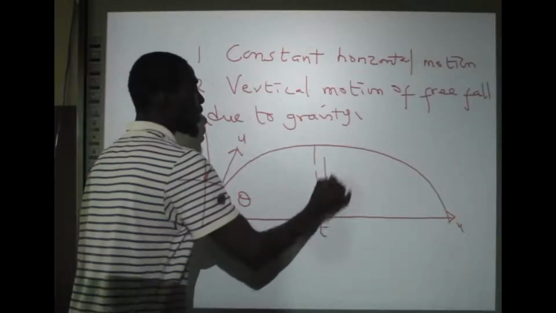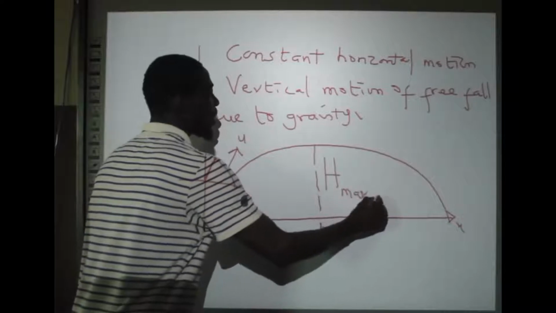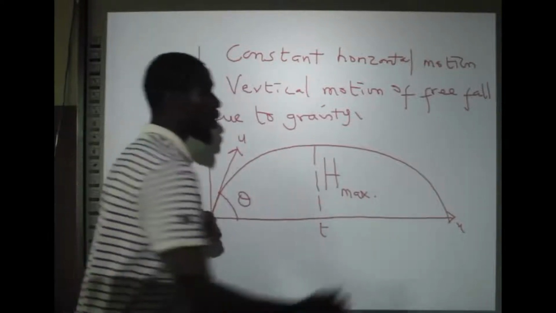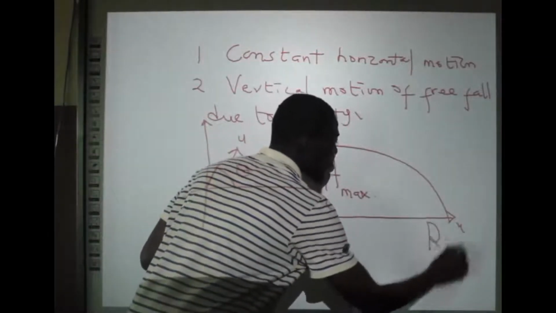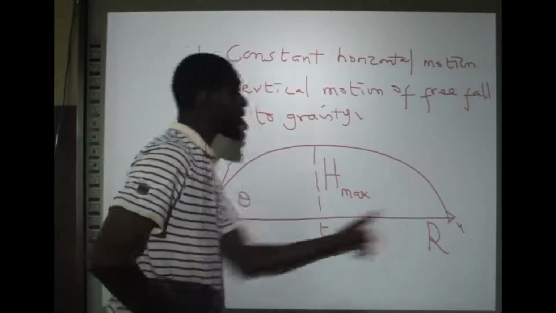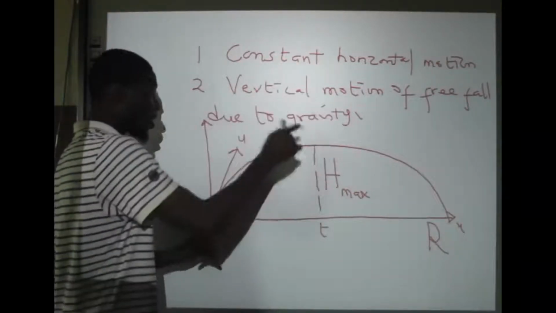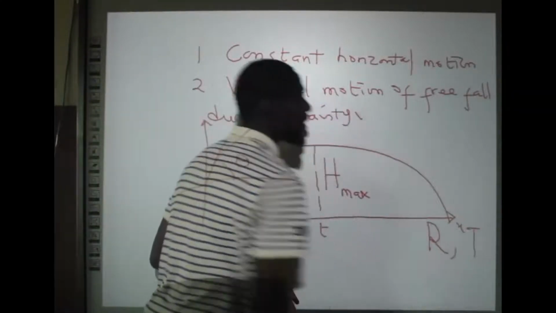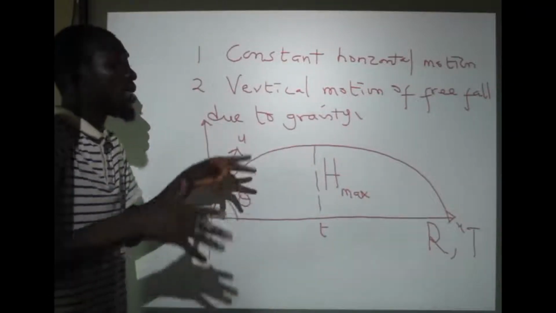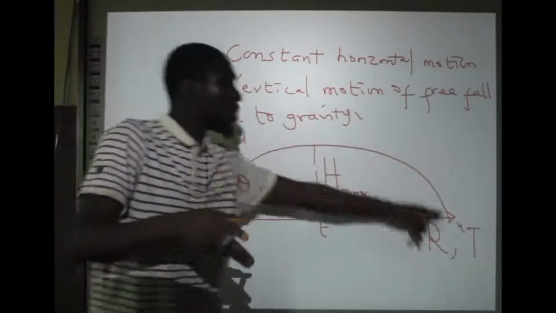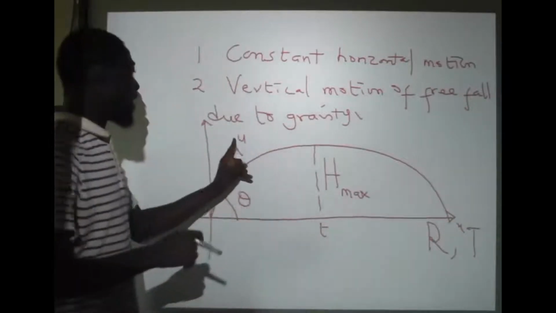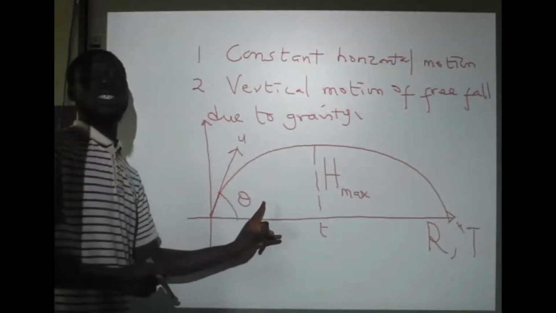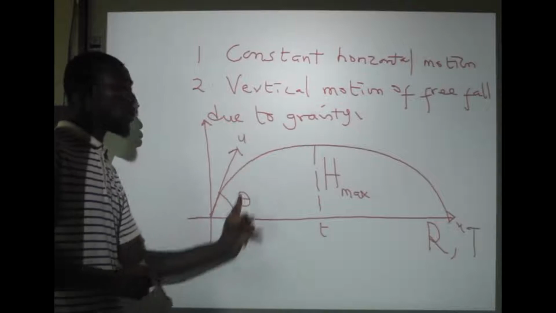We have the maximum height attained by the object, measured from the horizontal level ground. We have the range, which is the horizontal distance covered by the projectile, that is the constant horizontal motion. And we have the time of flight, which is the total time taken by the projectile to hit the projection plane. The initial velocity is represented using u, and the angle of projection theta is the angle the initial velocity makes with the horizontal.